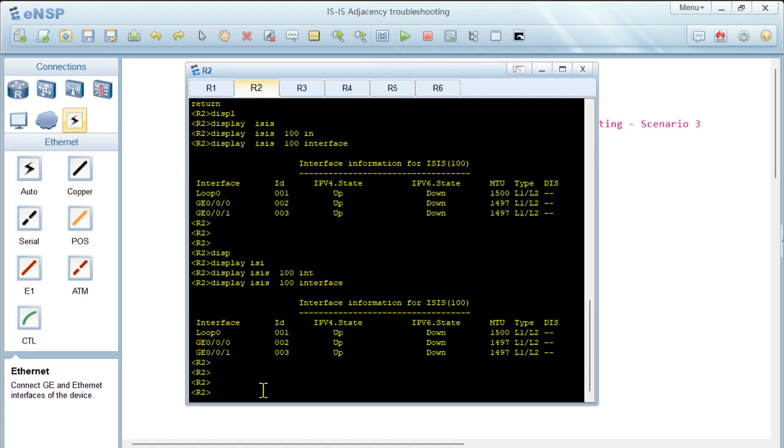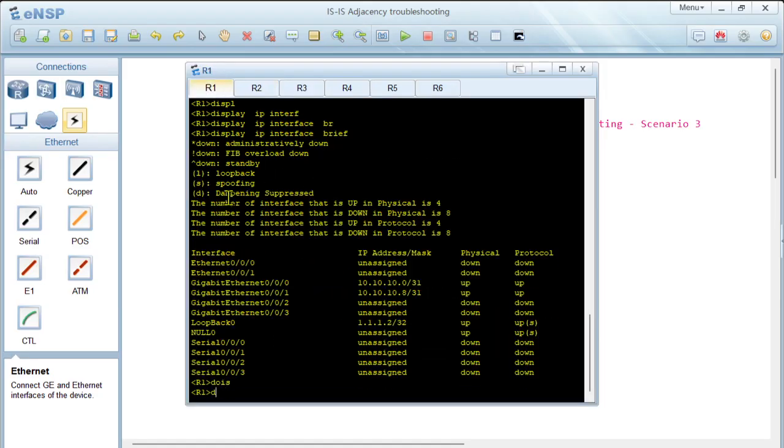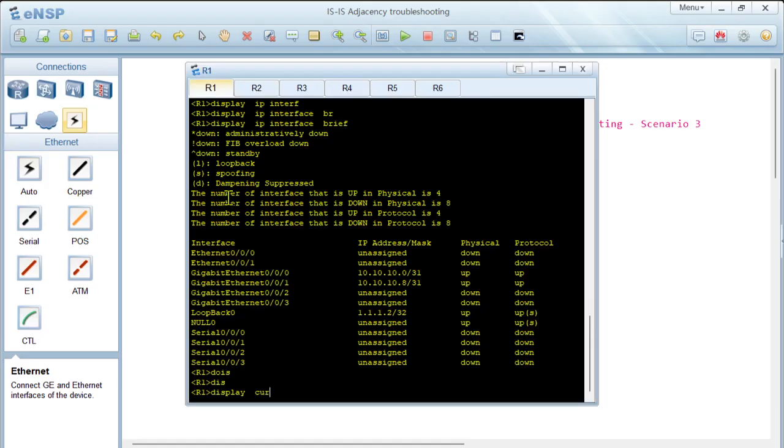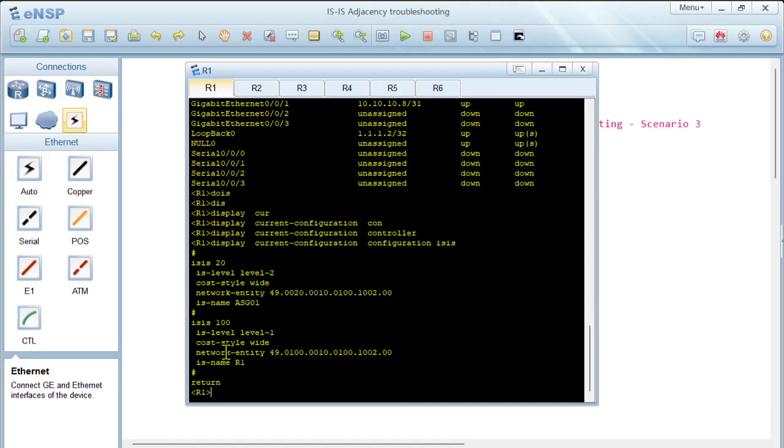So one thing that we can do is recheck the configurations again. So on R1, display current configuration, ISIS. You can see that we have ISIS 100, IS level is set to level 1, cost style is set to wide.